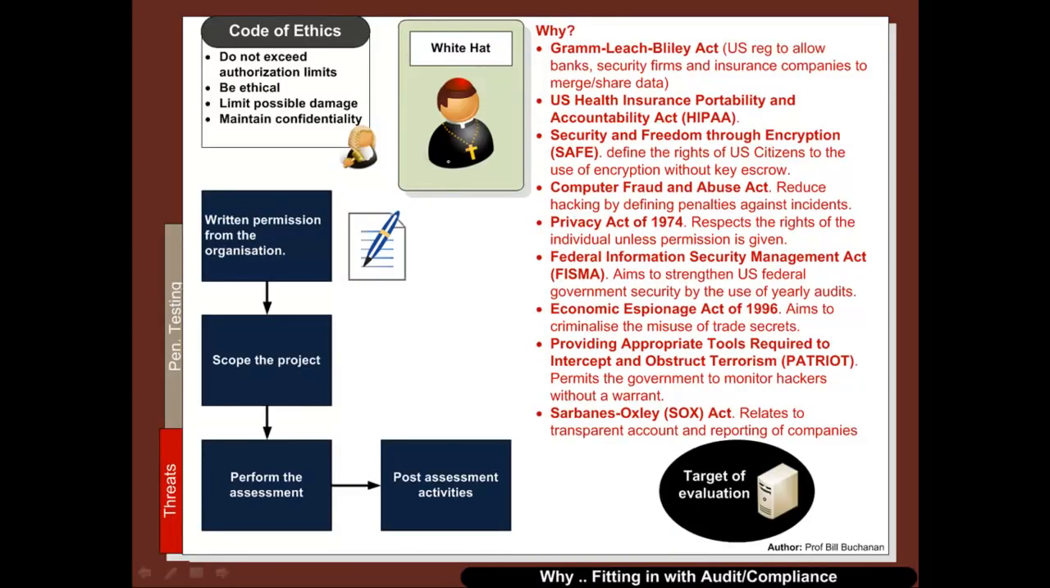Okay, so what are the basic procedures that must happen before a pen test is done? Well, typically written permission is required from the organisation, and this is typically done at a high level, such as with the CEO or managing director of a company. After this, the project is then scoped to define how far the actual test will go. After approval, the test is performed, and then after that there are some post-assessment activities such as report writing.